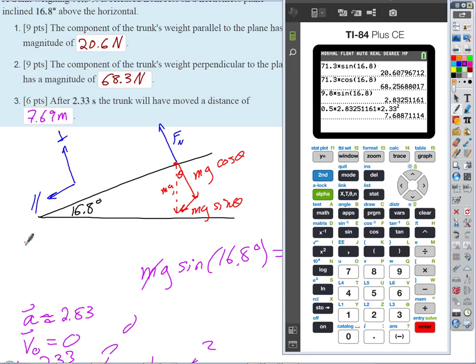Make sense? And that's a pretty good problem. Right? There's a lot of stuff there. Okay? Questions? We good? All right.